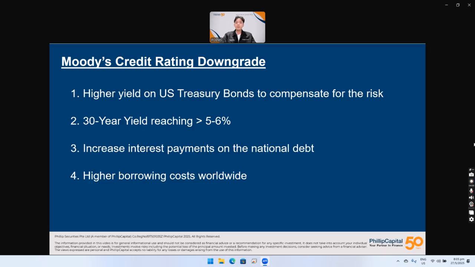Because it becomes very, very volatile, and people become very uncertain. Is the US going to maintain this growth, or is this Moody's credit rating downgrade going to affect the stock market? And would it be like the past 20 or 25 years that the market has rallied so far?